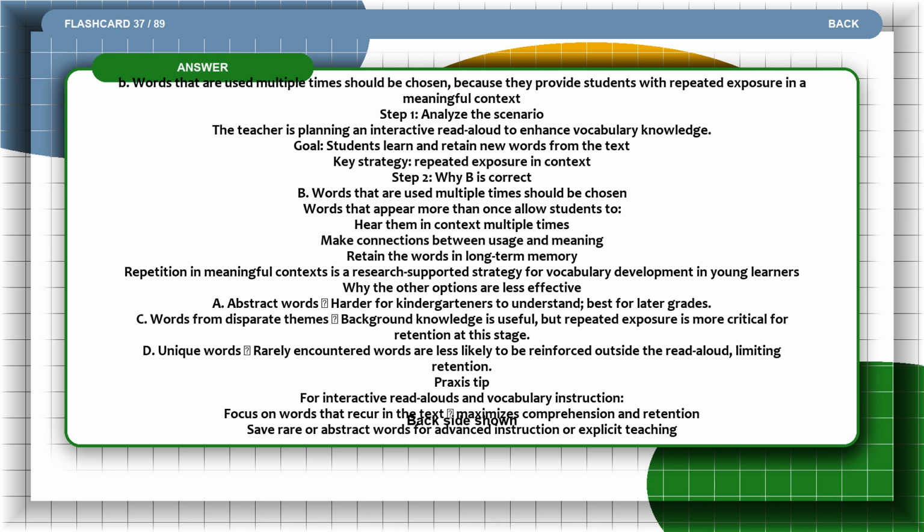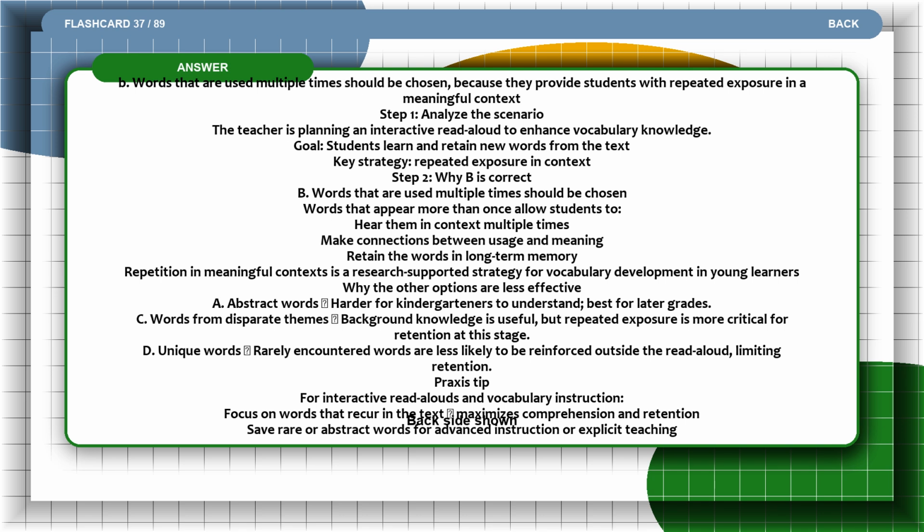Step 2. Why B is correct. B. Words that are used multiple times should be chosen. Words that appear more than once allow students to hear them in context multiple times, make connections between usage and meaning, and retain the words in long-term memory. Repetition in meaningful contexts is a research-supported strategy for vocabulary development in young learners.